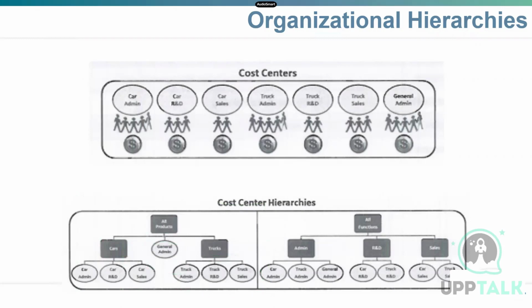Whereas another way of doing a cost center hierarchy is to have all functions on the top. You can have admin separate, R&D separate, and sales separate, depending on how you're doing your cost allocations within your company. Under admin, you have your car admin, truck admin, and general admin. In R&D, you have your car R&D and truck R&D. And under sales, you have your truck sales and car sales. So depending on how the costing allocations for your cost centers are done within the company, you can have different types of hierarchies for different companies and organizations.